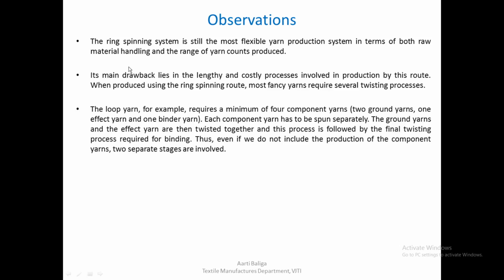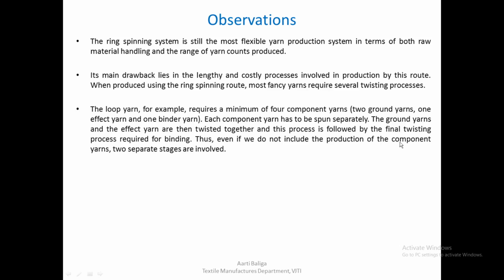If you are using this system, we will need to have these 4 components ready before we bring them together. The ground yarns and the effect yarns are then twisted together, and this process is followed by the final twisting. So there are various steps involved when you have to produce, say, loop yarn or snarl yarn. It is not a single step or a single stage mechanism. We need to have these components prepared earlier, before bringing the ground and the effect together, and then a second stage which needs to bind them.